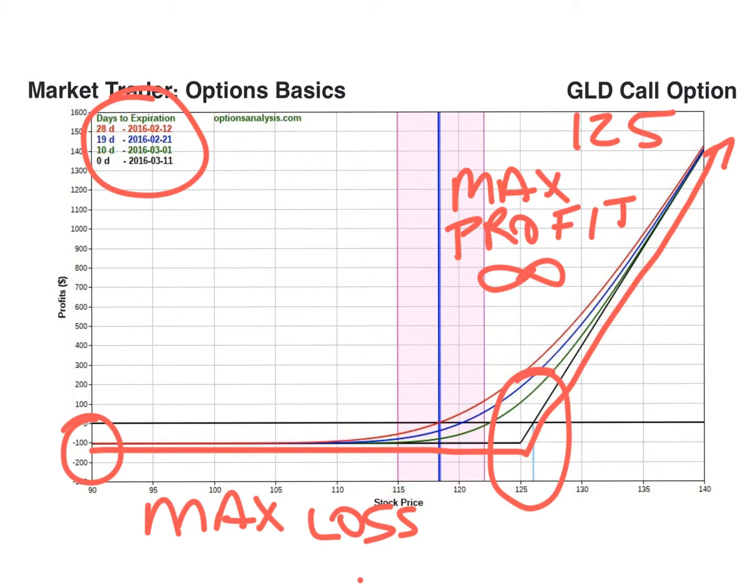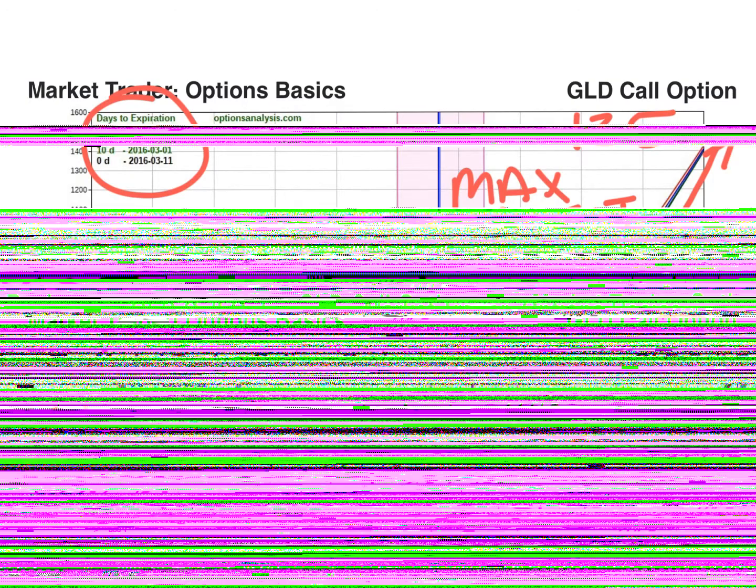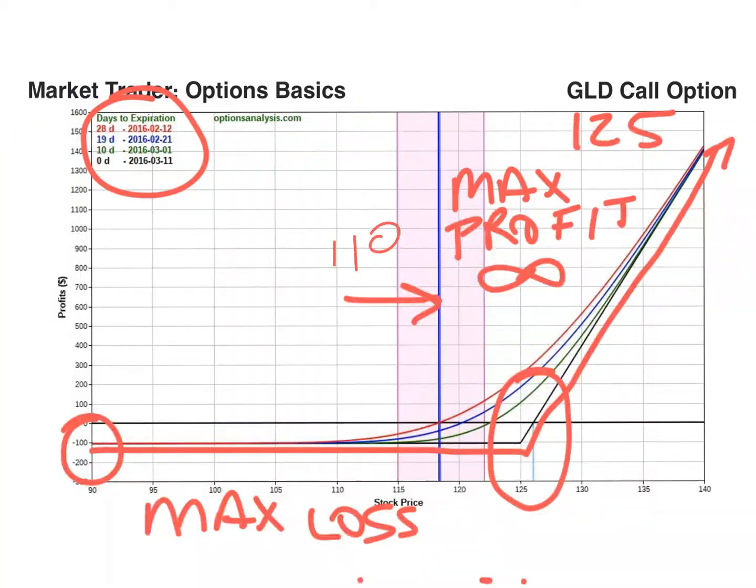I guess the last thing to look at on this diagram is the blue line. The blue line refers to the current price of the instrument that we're trading. So in this case, this is the current price of the GLD. And as we can see, if we estimate it, it's around $118 current price.